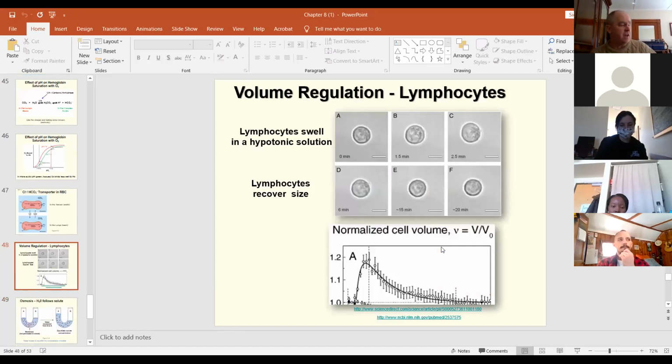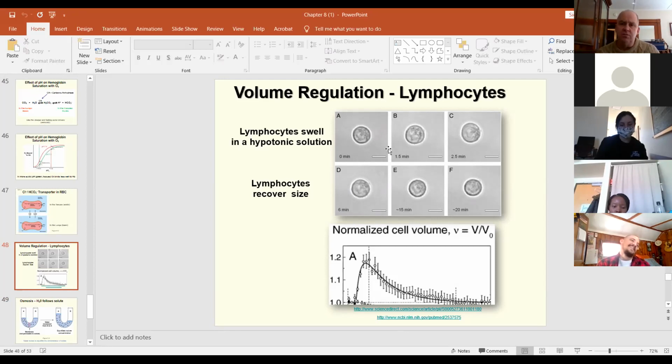Okay, another thing that transporters are used for is in lymphocytes. So look at this lymphocyte. This is a lymphocyte you put into a hypotonic solution, right? So this is normal, at time 0, and then you can see it swell up, get bigger and bigger. In a hypotonic solution, water is going to go in to dilute the internal solute until it's equal on both sides of the membrane, and it swells up.